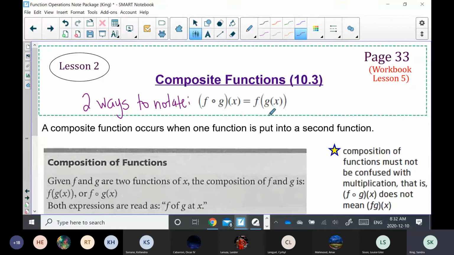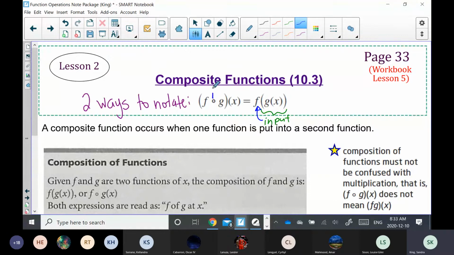The two ways to notate composite functions are something that looks like this, and sometimes I'll call this fog. It looks like FOG, but how this is read, this is what we call a composite function. It's read F of G of X. This is what we call our inner function, and this is going to be our input function. Where we're going to input this function is into F, okay? So again, it's called F of G of X.